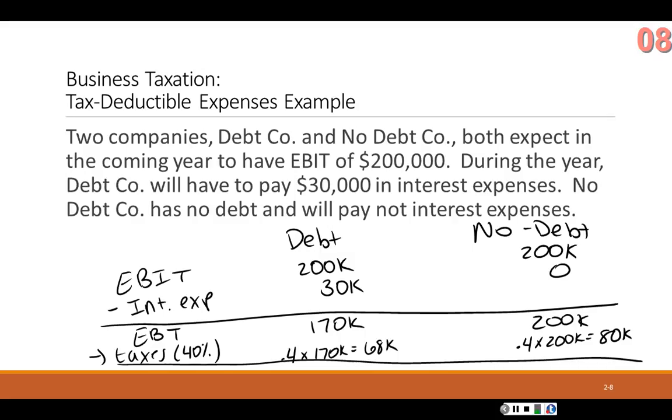So this gives you earnings after taxes. For the debt company, that's $102,000, and for the no debt company, that's $120,000. So there's only an $18,000 difference in earnings after taxes. The debt company paid $30,000 more in interest expense than the no debt company, but their earnings after taxes are only $18,000 less. That's because the interest expense is tax deductible.